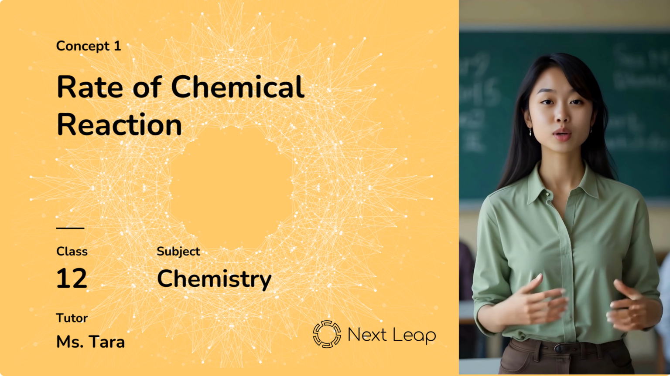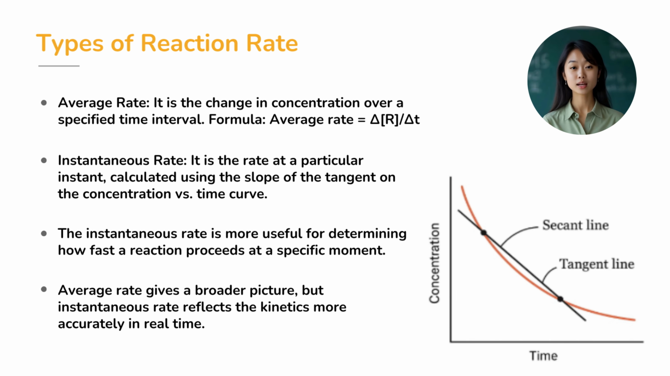Let's break it down further. Not all reactions proceed at the same speed throughout. So we define two important types of rate: average rate and instantaneous rate. The average rate is like looking at the total change over a time interval. It's calculated as the change in concentration over time, written as delta R by delta t. But sometimes we want to know what's happening right at a specific moment. That's where the instantaneous rate comes in.